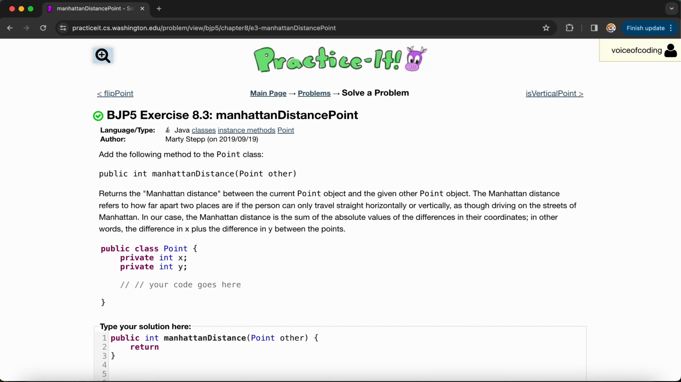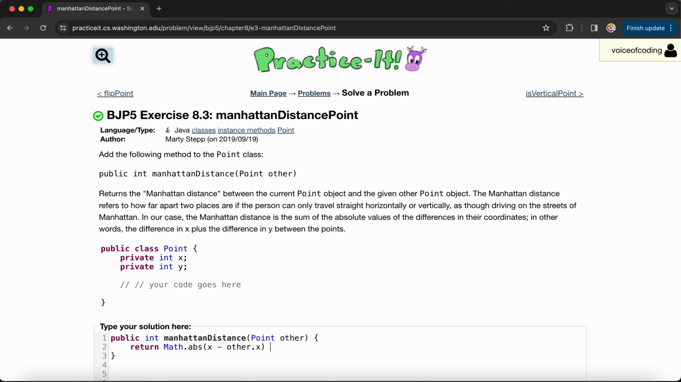So we'll start by writing Math.abs. And in case you didn't know, Math.abs calls for the absolute value of the function. And we'll say x minus other.x. The reason I put other is that the problem gives the other Point object, and if you look at the class, other is indeed the other point, like the name suggests. So that's why I put other.x.